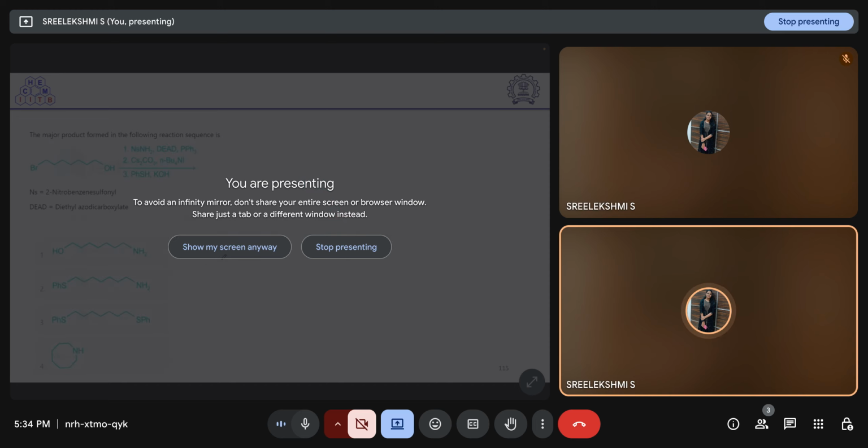Now moving to the next reaction: the major product formed in the following reaction sequence. So this bromo alcohol, this compound, where first we are treating with NsNH2, DEAD, PPh3, in the second step with cesium carbonate and tetrabutylammonium iodide, and in the third step with thiophenol and potassium hydroxide, which will be the major product here.